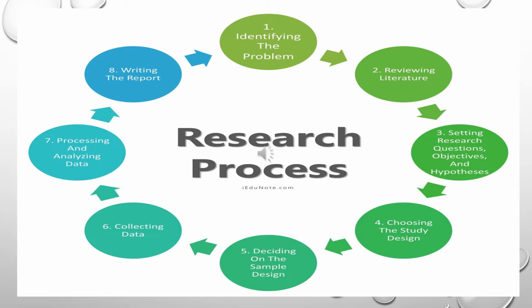The review of literature. What is the review of literature? A literature review is an overview of previously published work on a specific topic. And what is the hypothesis? The hypothesis is a statement of expectation or a prediction that will be tested by research. It may or may not be supported.